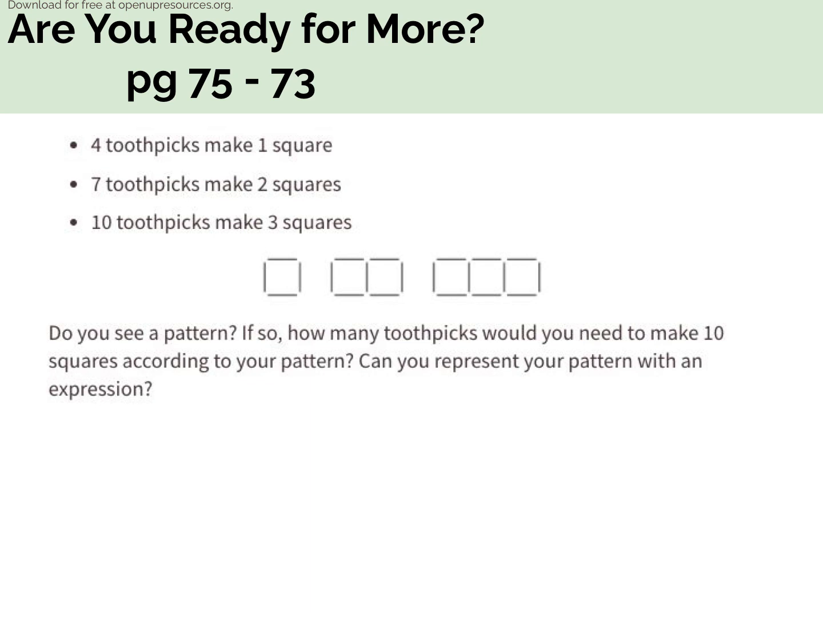All right, so just for kicks and giggles, let's look at this. You have 4 toothpicks makes 1 square, 7 toothpicks makes 2 squares, 10 toothpicks makes 3 squares. Do you see a pattern? Look at it, see what's going on as far as what's adding to it. Do you see a pattern? And if so, how many toothpicks would you need to make 10 squares according to your pattern?